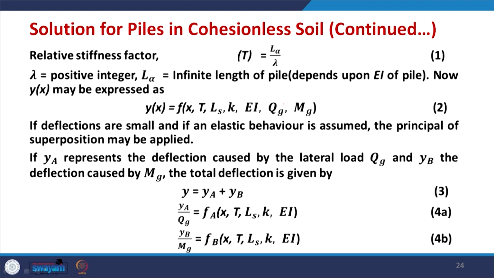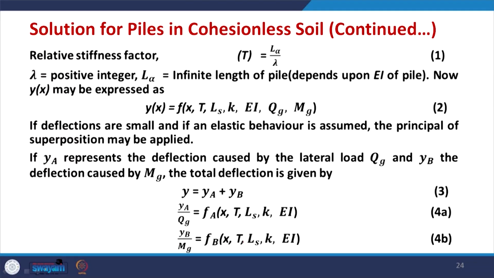If deflections are small and if an elastic behavior is assumed, the principle of superposition may be applied. If Ya represents the deflection caused by the lateral load Qg and Yb is the corresponding deflection caused by Mg, then the total deflection is given by Ya plus Yb, and in this case we can separate out the deflection due to Qg and the deflection due to Mg. So, Ya by Qg can be represented by a function of x, T, Ls, K, EI, that means Qg and Mg are taken separately, and equations 4a and 4b represent this.